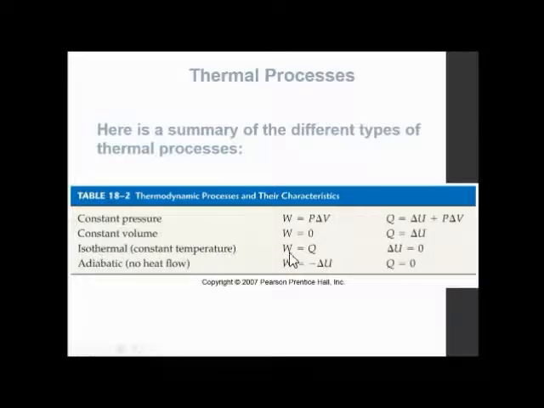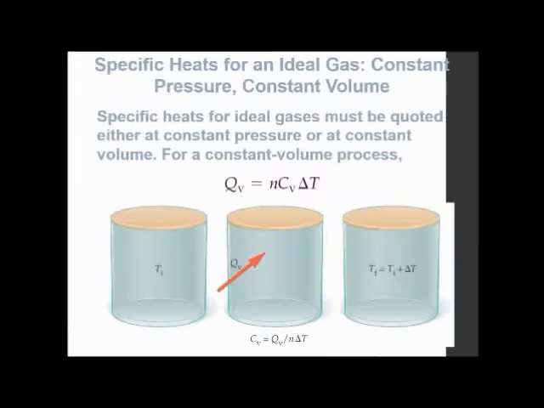For the isothermal case, work done equals Q, so the net change in internal energy will be 0. In case of adiabatic cases, no heat flow takes place, the work done is equal to minus del U, that means Q is equal to 0. So these are basically different types of thermal processes. We'll come across them when we study these numericals.